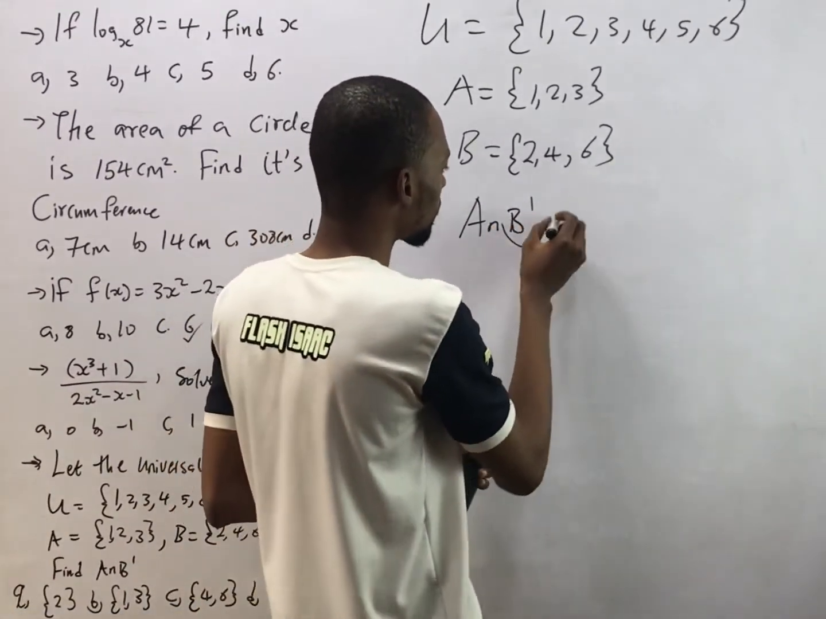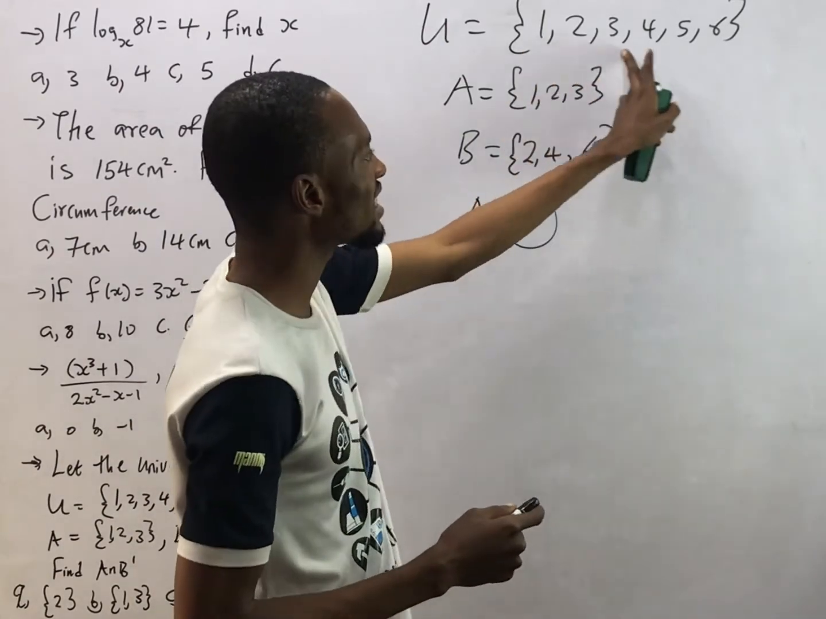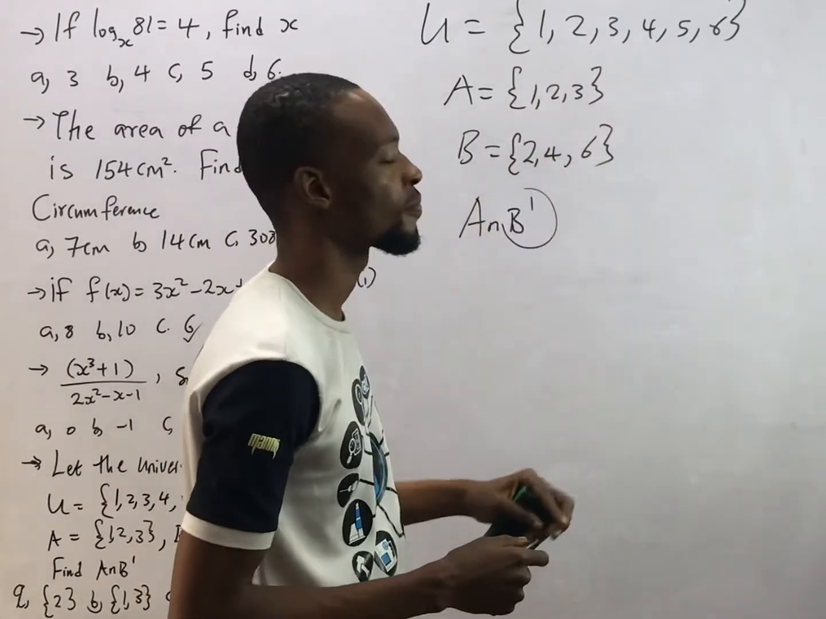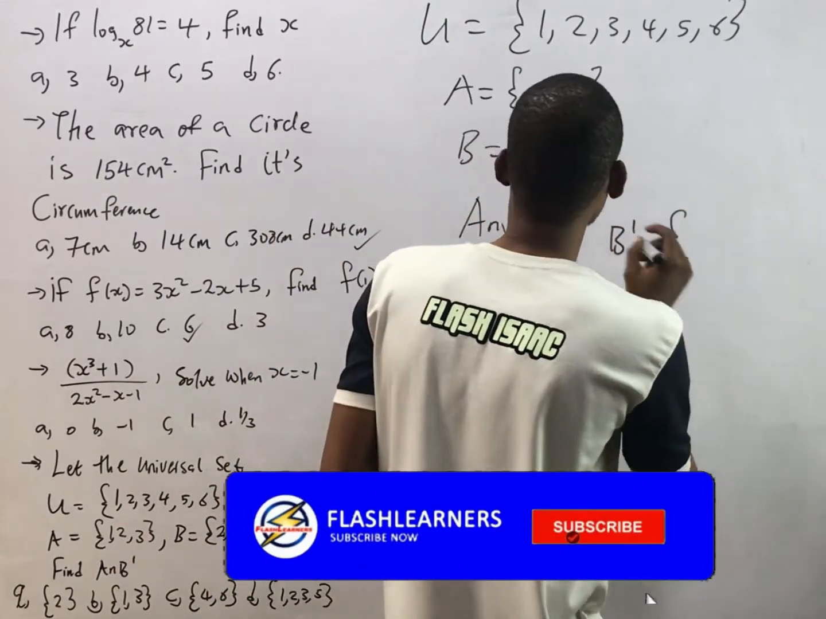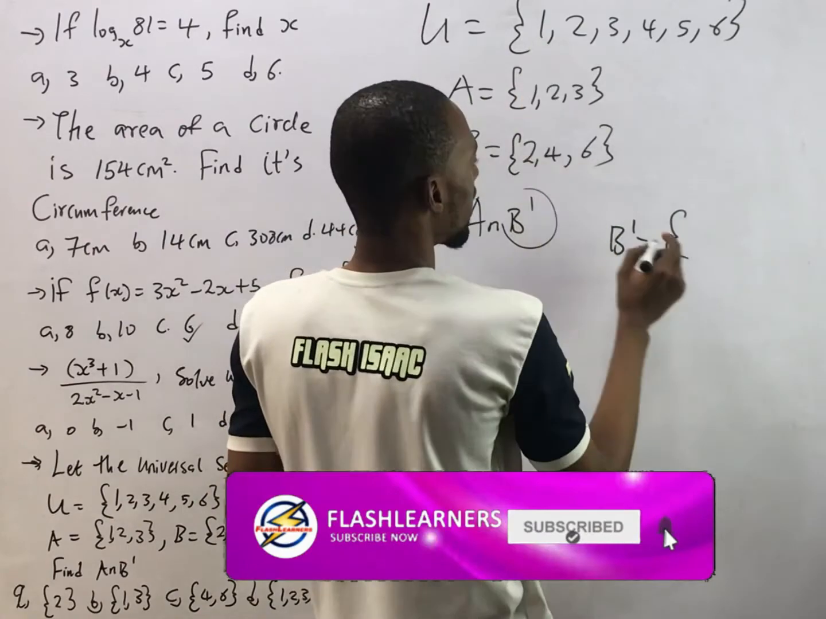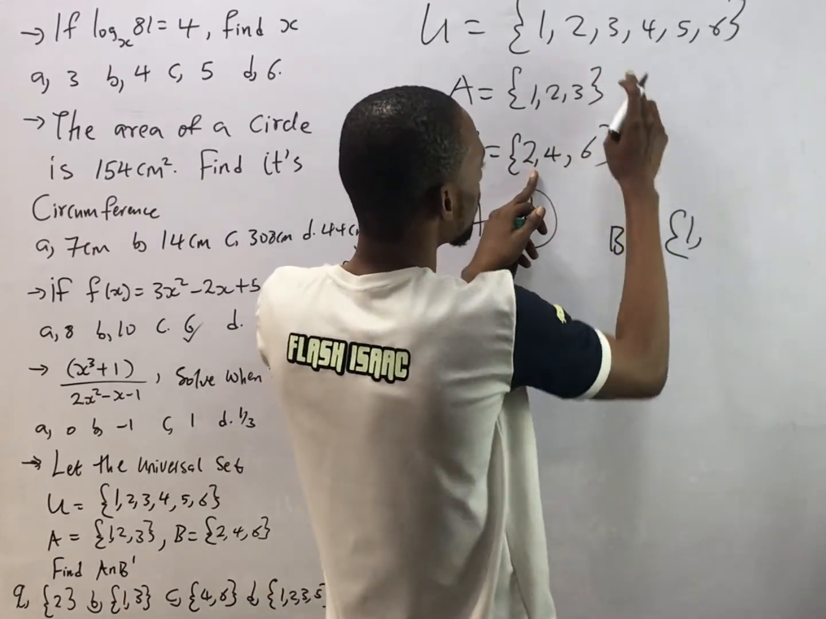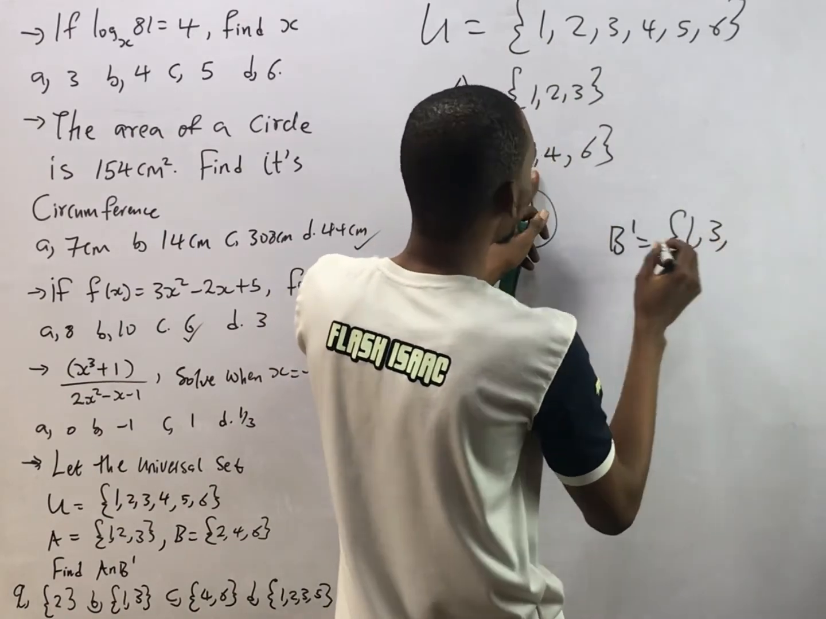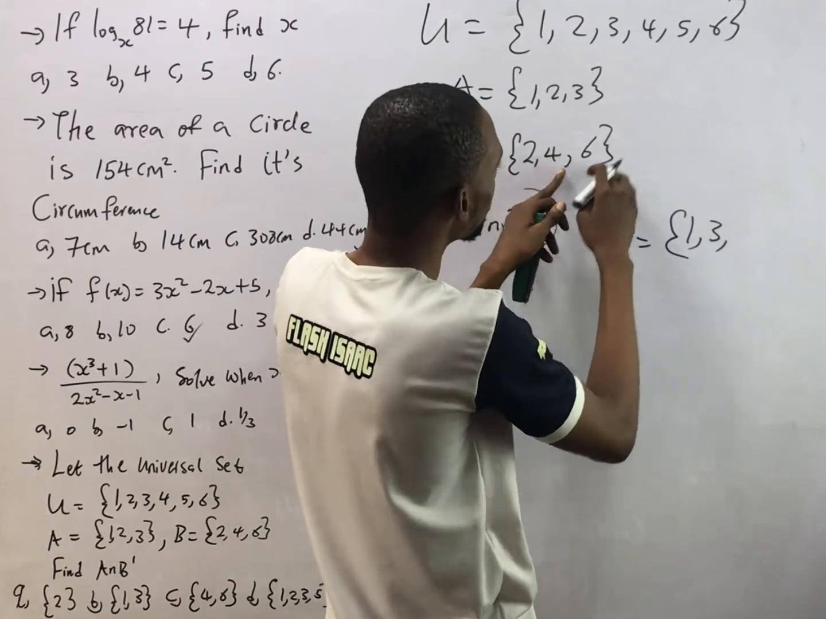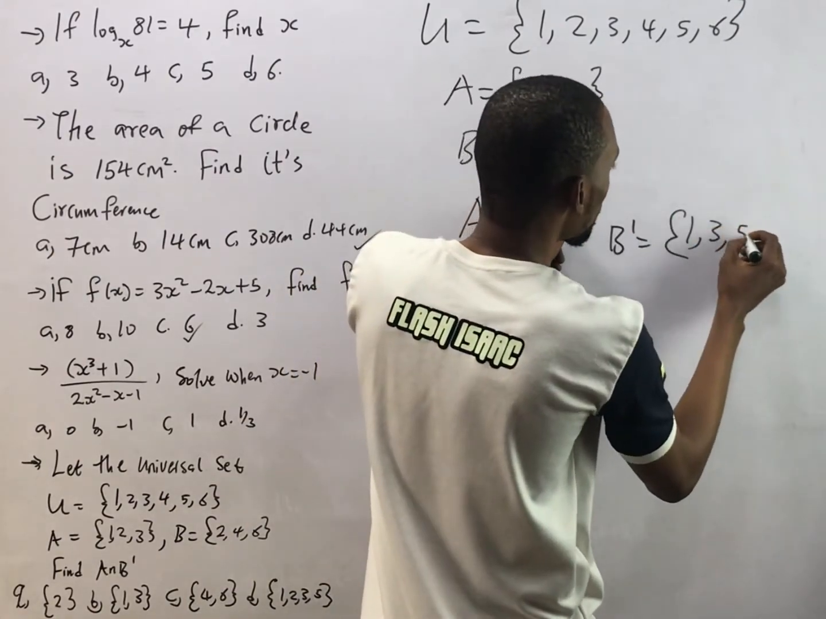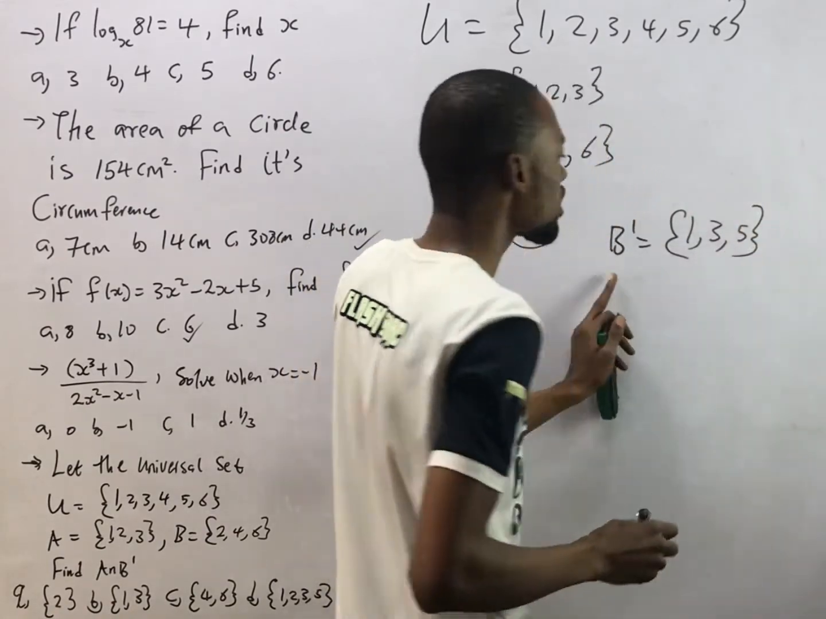Let's start with B prime. B prime means what is in the universal set that is not in B. So what is in the universal set that is not in B is simply: 1. 2, 2 is in B, so we skip 2. 3, 3 is not in B, so we add 3. 4, 4 is in B, so we skip it. 5, 5 is not in B, we add it. 6, 6 is in B. So this is B prime.